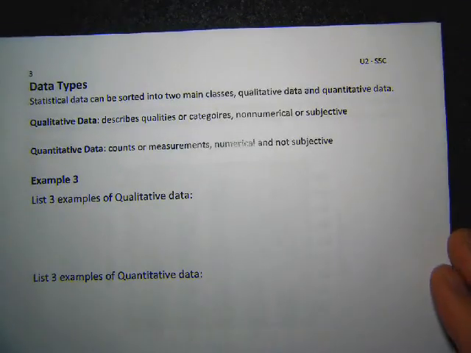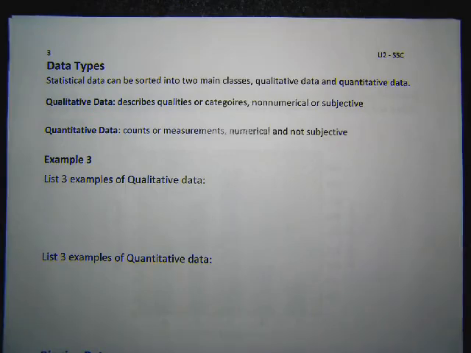Now, before we get too much into other charts and graphs, we do need to talk a little bit about data types. You'll see this show up in the homework as well. So statistical data, when people go out and do surveys and collect data, really comes in 2 main classes or flavors, if you will. There's qualitative data and quantitative data.